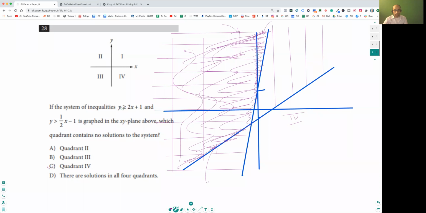So remember, it's a system of equations. So you need to intersect both of them. Okay, you need to intersect. It's very strange that many are getting the D answer. Okay, so be careful.